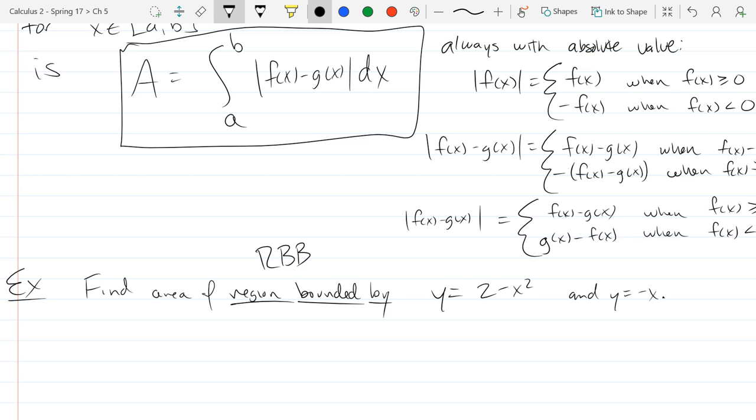So we have not done a region bounded by problem yet. What we're going to do is very carefully graph this out and figure out exactly what this region looks like. Whenever I give you a region, all of our regions are going to be finite, meaning your x value should never go from negative infinity to something, or from something to positive infinity. If you're graphing it out and it looks like you have some infinite region, something went wrong in the graph, or I asked you a bad question.